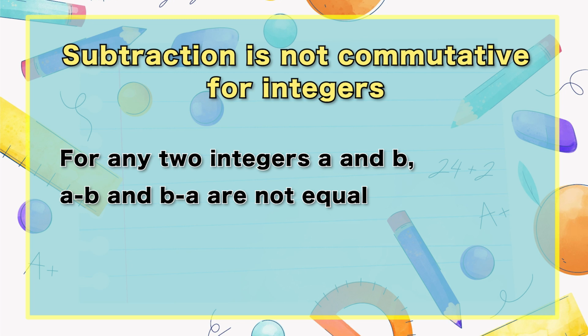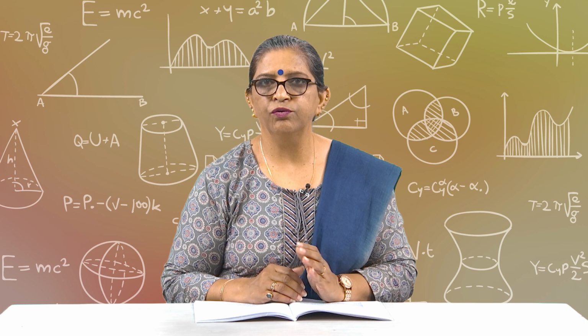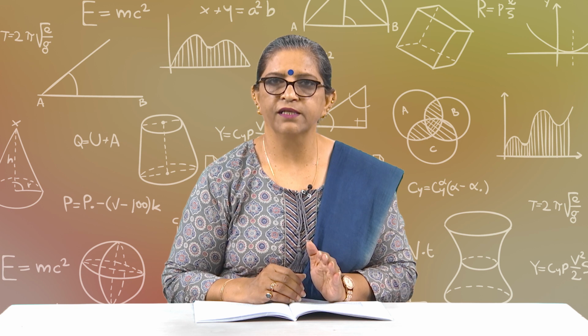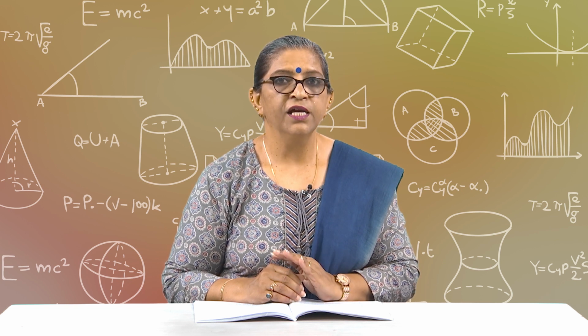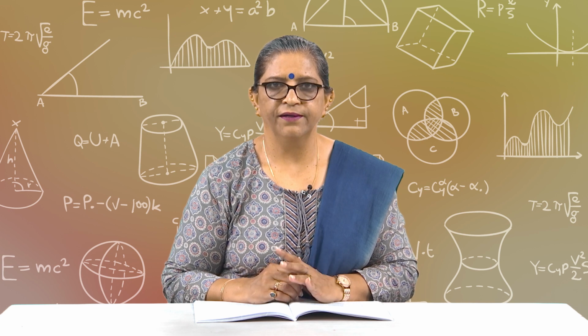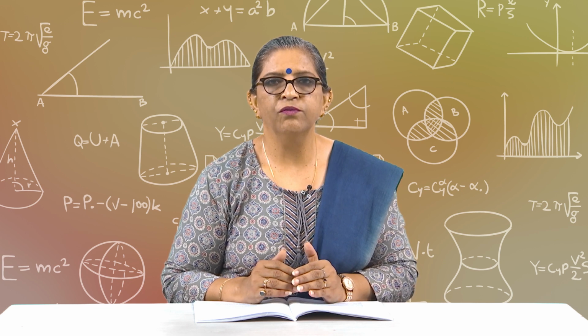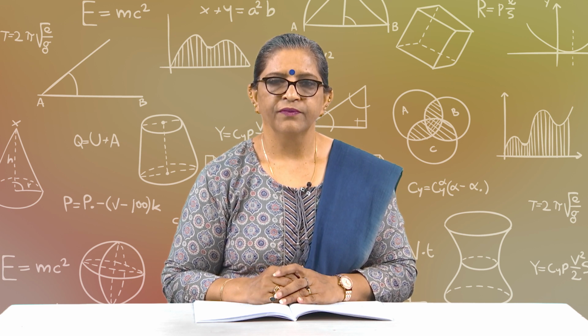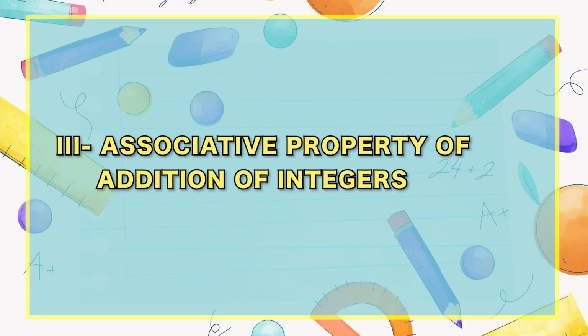In general, we say for any two integers a and b, a minus b and b minus a are not equal. We have observed that though the integers are closed under addition and subtraction, only addition is commutative for integers and subtraction is not commutative for integers. Now, let us talk about more than two integers and observe their addition and subtraction. The next property is the associative property of addition of integers, which involves more than two integers.